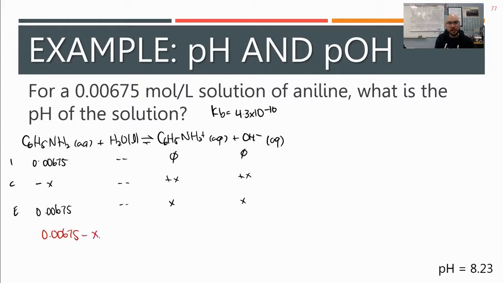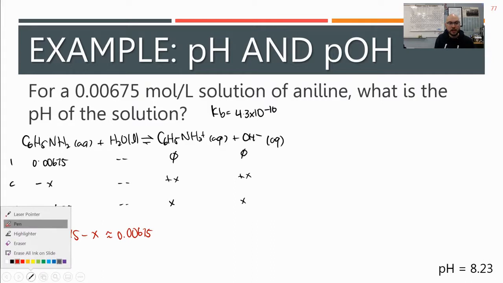0.00675 subtract x is approximately, let's try to make a better one. That's still not much better. There we go. 0.00675. So we're going to solve the Kb for this.